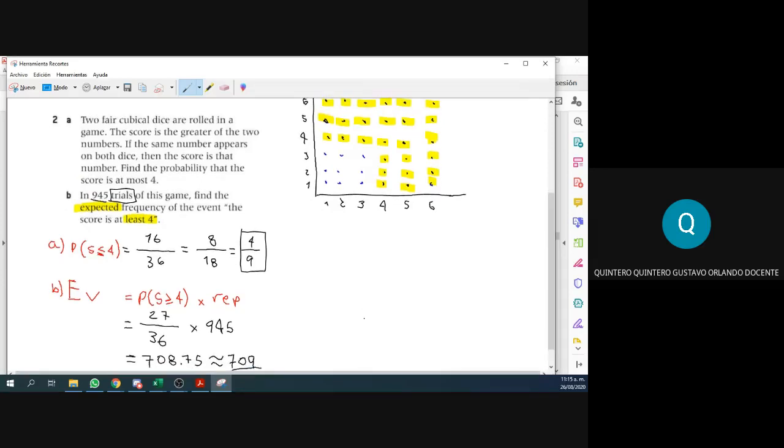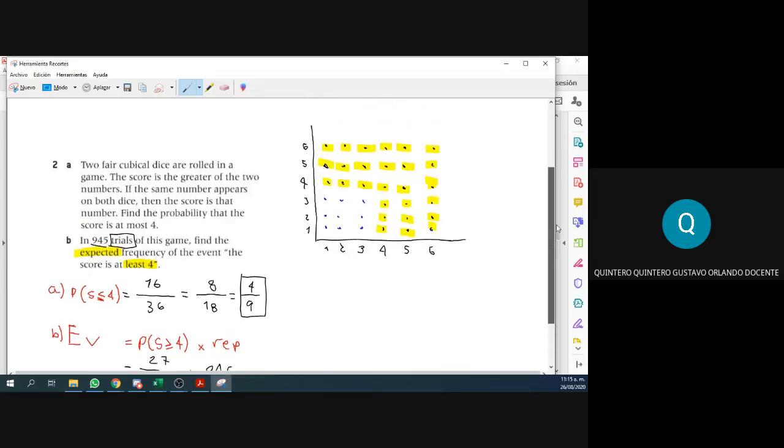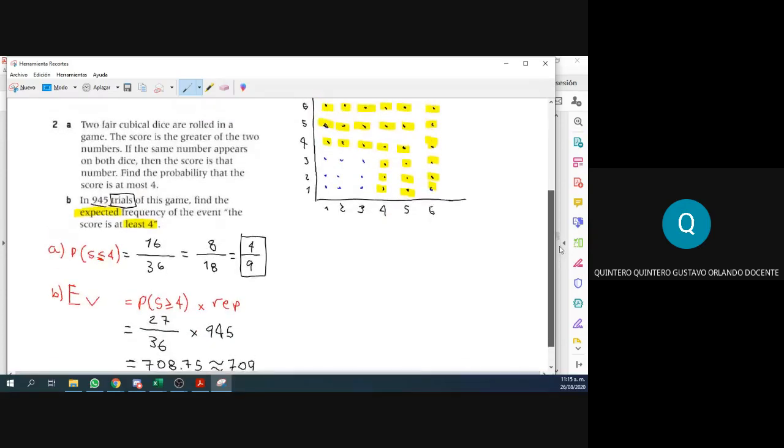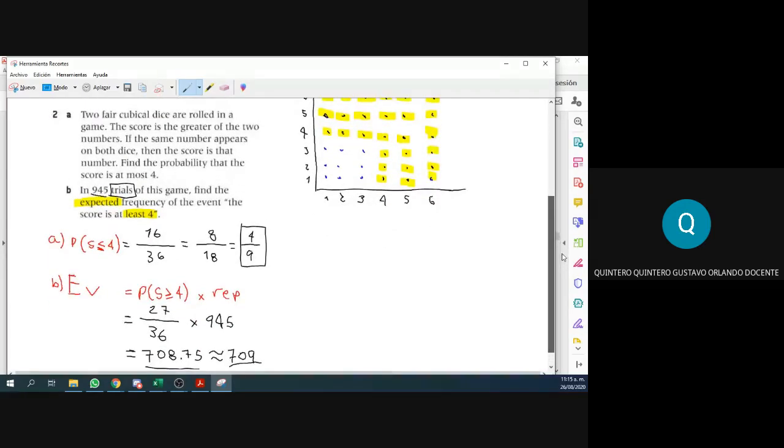Beautiful, huh? Man, I love this type of exercises. These are really good ones.